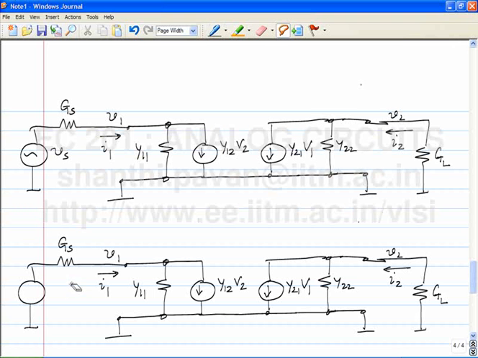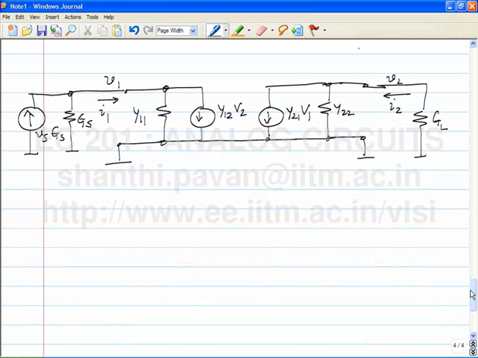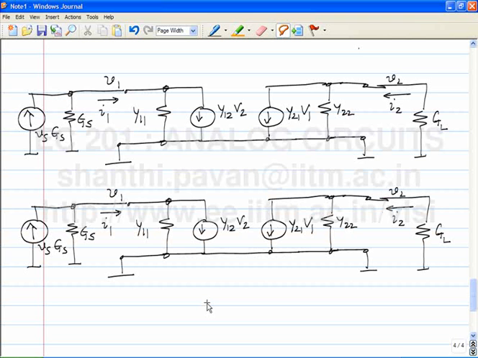So what is the Norton equivalent of this now? Conductance of value GS, very good. And what else? A current source. So now can I make any further simplification? So what could I do? These two are in parallel. This is V2, Y22 plus GL. By the same token, Y11 plus GS.